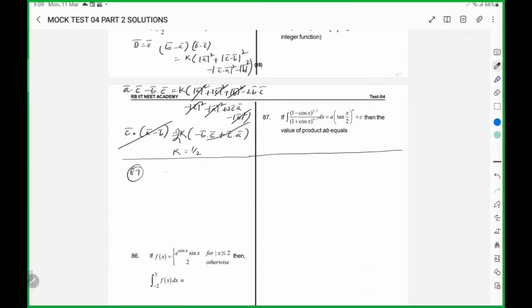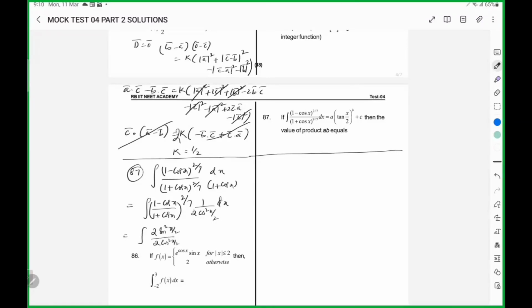Problem number 87. Plus cos x whole power 2 by 7 into 1 plus cos x dx. 1 minus cos x by 2 by 7, 2 cos square x by 2, which is 2 sin square x by 2 by 2 cos square x by 2, half into, here it is tan power 4 by 7 x.